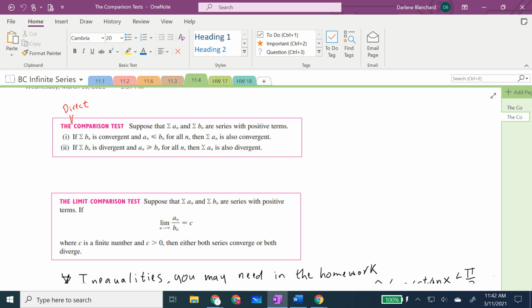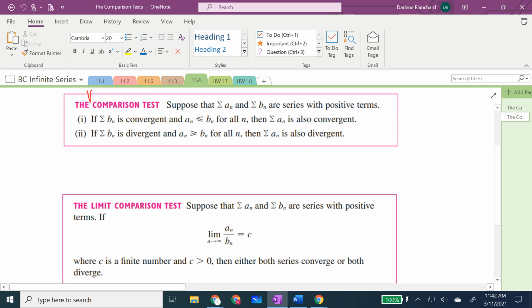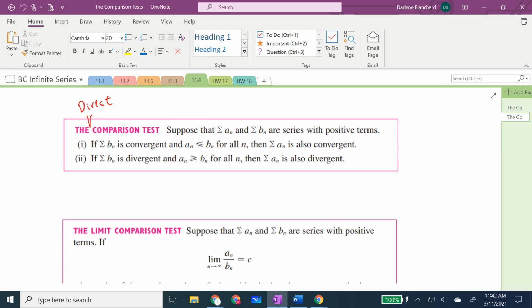Now, if you say the comparison test, you are referring to the top test that you see right there. Let me make my screen a little bit bigger. Usually, just to make sure that everyone's clear, we will say the direct comparison test versus the limit comparison test. But know that if you're using the limit comparison test, you have to use the word limit with it. Otherwise, it's referring to the direct comparison test.